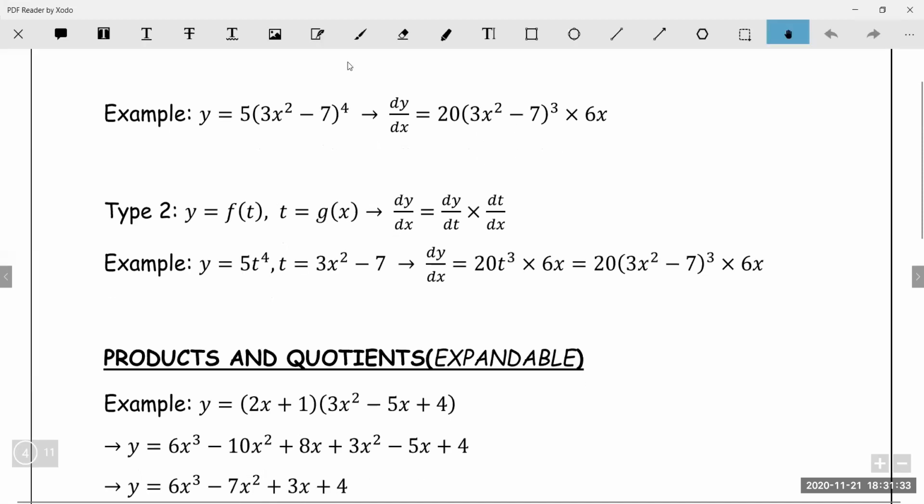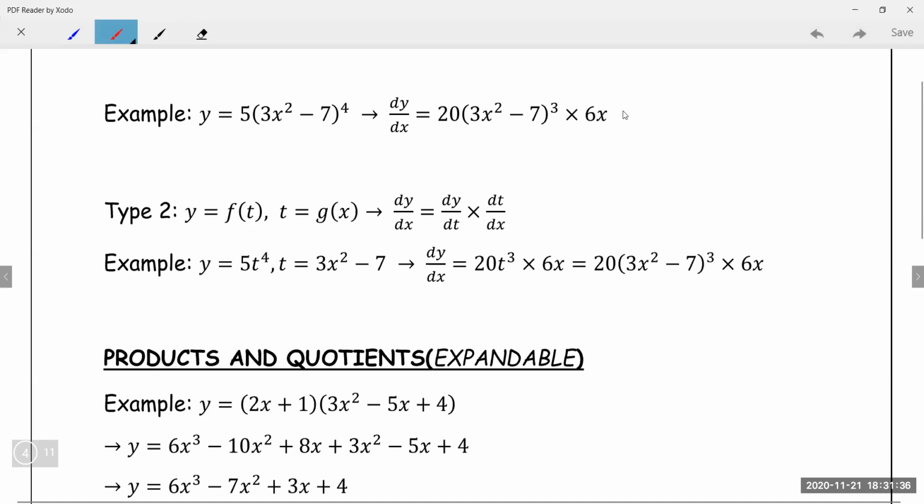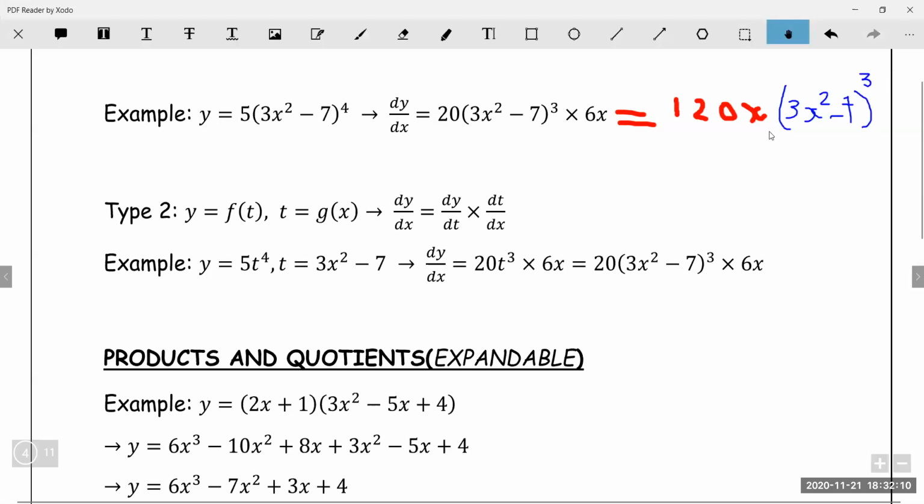So if we were to finish and write this out, dy by dx, the final answer would be 20 times 6x, which is 120x. This is the final answer: 120x times (3x squared minus 7) all cubed. And that's that.